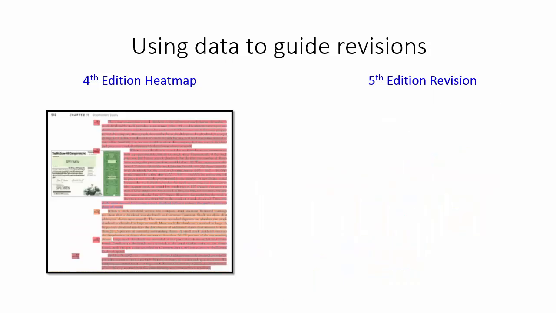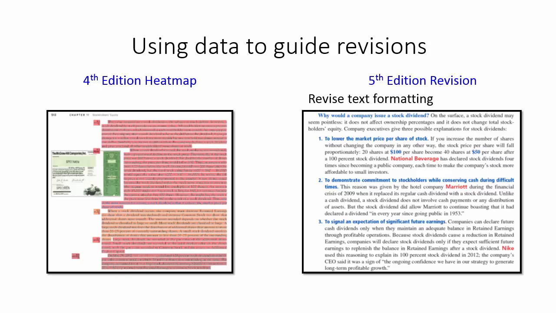In some other cases, the heat map was pretty clear as to what needed to be done. This example from Chapter 11, I think, is pretty obvious, that this page of full text was overwhelming for the students, and that they would benefit from revised formatting of that text. So what I've done in the 5th edition is I've cleaned up the formatting, where I present the main point, I explain it succinctly, and then I give a real-world example.